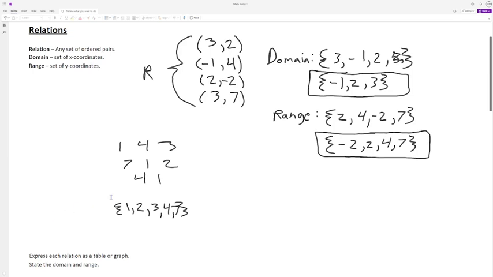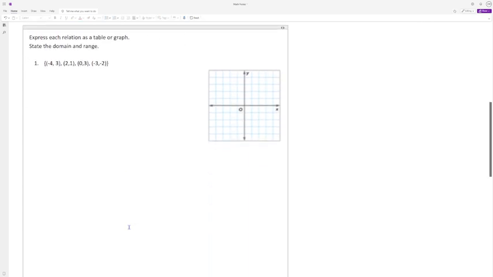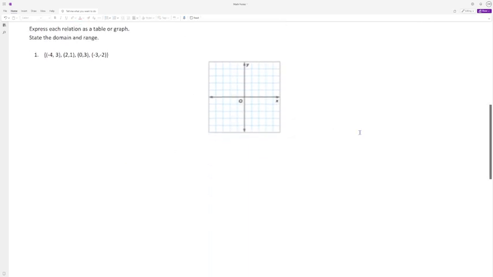Let's look at how we might see that problem in the book or later in the class. Here, we express each relation as a table or graph. We want to state the domain and the range. So we have four ordered pairs, just like I gave in the example above. We have a graph here, and we want to express it as a table and in the graph, and then we want to state the domain and range. So first, let's make a table of x, y pairs, of the ordered pairs.